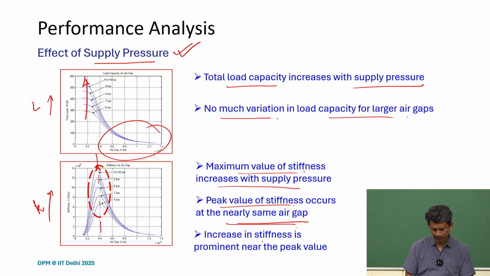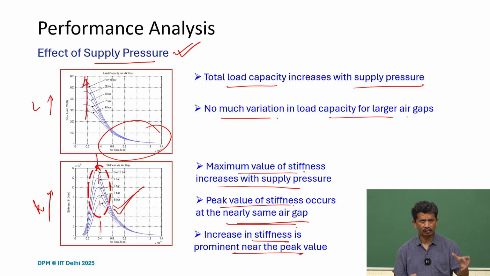Again, the increase in stiffness is prominent near the peak value. So you can see the encircled part, the change is prominent there. So the optimum air gap is defined, and accordingly, for the given diameter, we see that the change in the stiffness is prominent there.